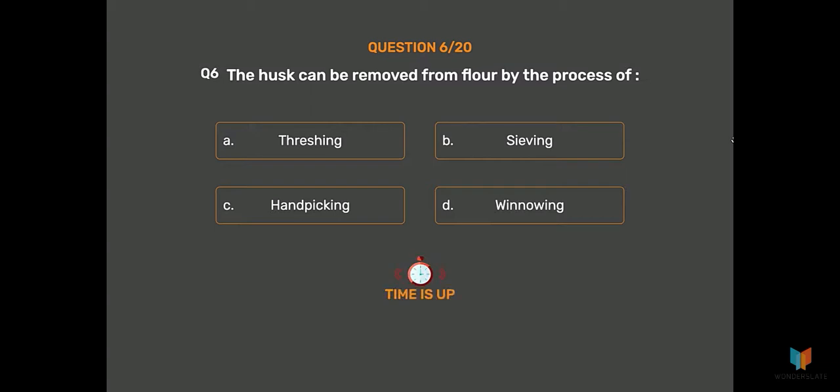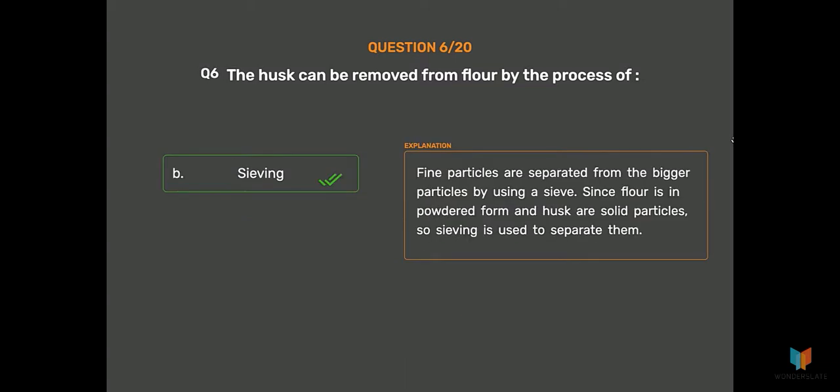The correct answer is option B. Sieving. Fine particles are separated from the bigger particles by using a sieve. Since flour is in powdered form and husk are solid particles, so sieving is used to separate them.